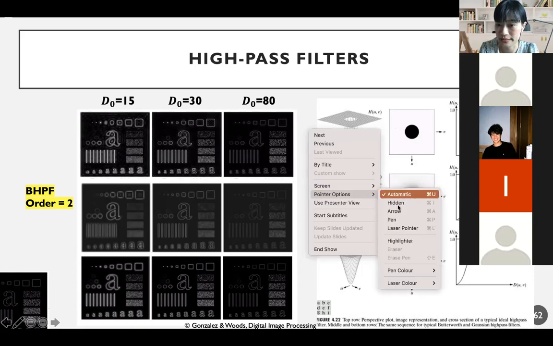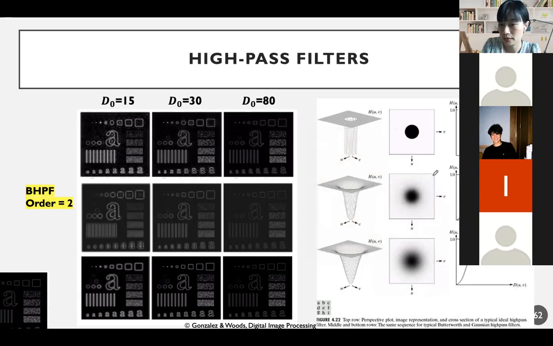Does that make sense for you? So when the cutoff frequency is really large, this area becomes black, so the passing frequency information is only in a small area here. That's why the information here is very, very little, and it tells you that these are all the high frequency information.